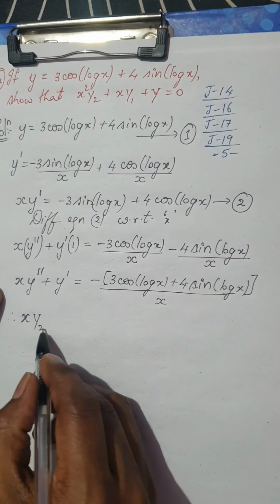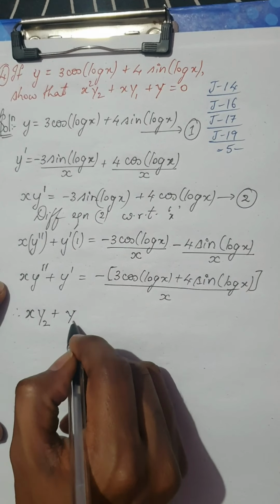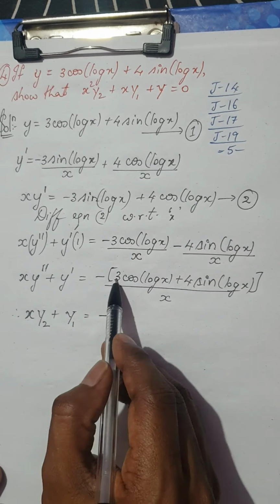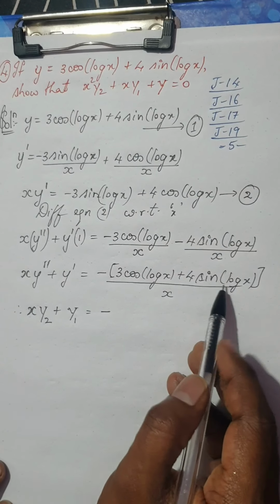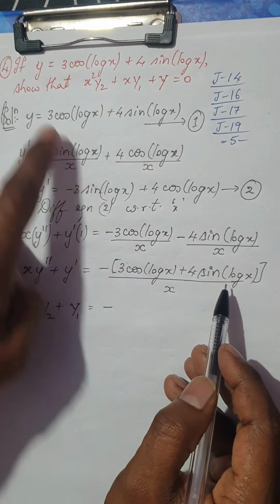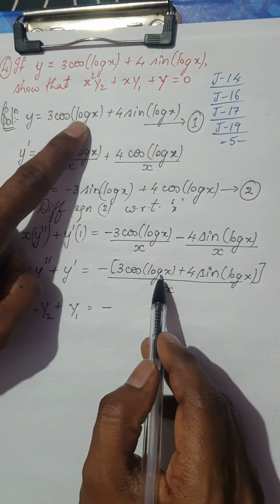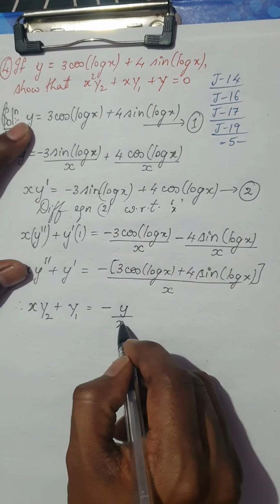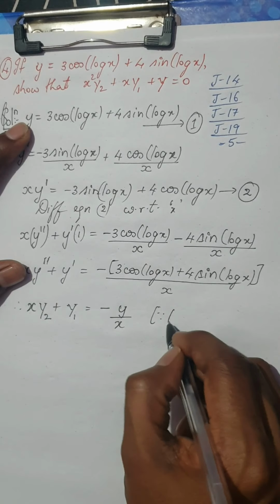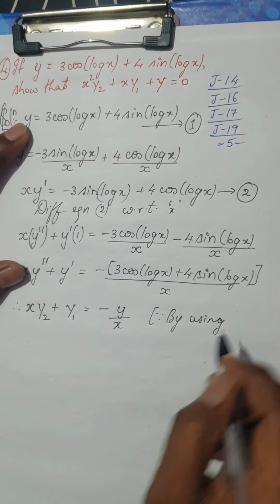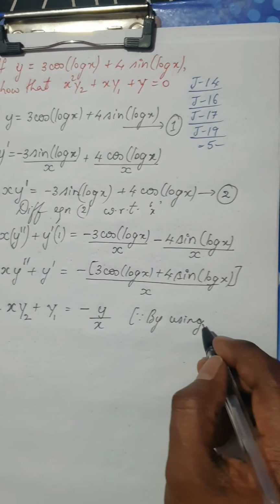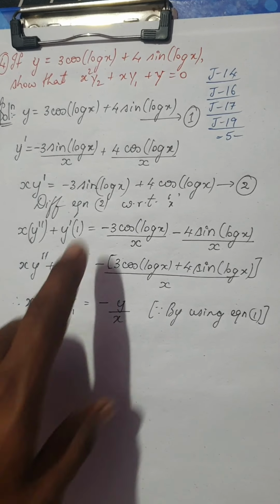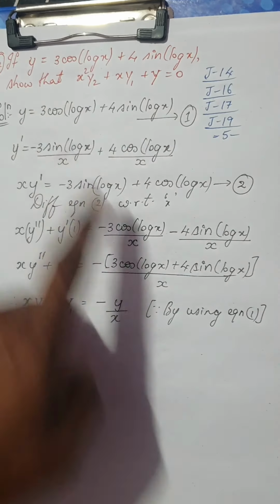Okay, now therefore I'll get x into y double dash, or as I told you, you can either write y double dash or you can write y2, plus first derivative can also be written as y1. This is nothing but minus, actually look at this, what is 3 cos of log x plus 4 sin log x? Look at it carefully. So this is nothing but my y, isn't it? So 3 cos of log x plus 4 sin of log x is nothing but y. So I'm going to write it as minus y by x, by using equation 1. Is it clear? So if I use equation 1, which is 3 cos of log x plus 4 sin of log x as y, I've got here.